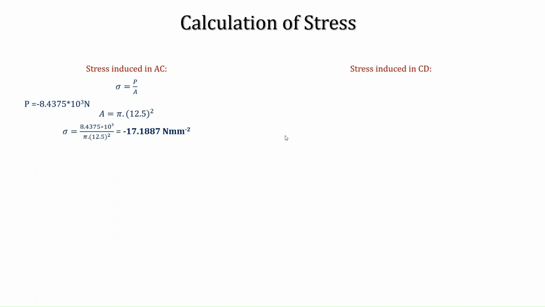Next, we get the stress induced in the portion CD. So the sigma is given by P by A.